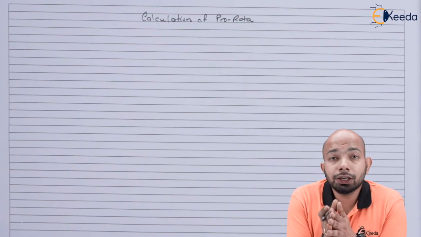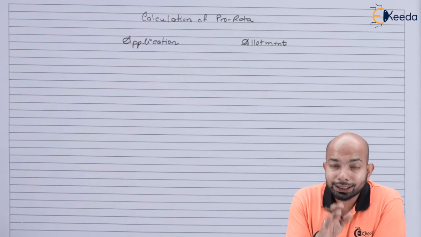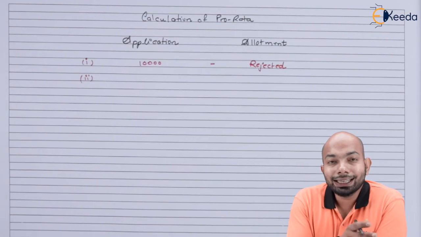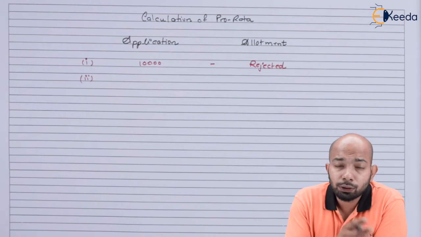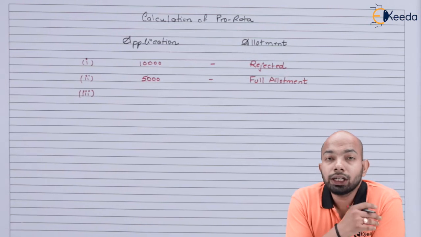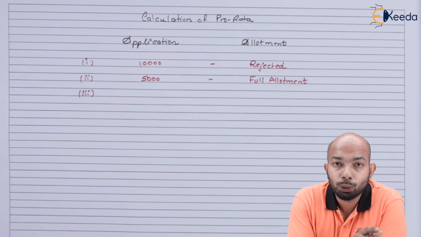Again, the page will be divided into 2 parts, that is application and allotment. As in the question, they have stated that 10,000 shares were completely rejected. So that's the first category here. The second category refers to 5,000 shares being completely allotted, that means full allotment. And third refers to the balance where the pro rata allotment was mentioned, that means for every 4 shares applied, 2 shares will be provided.